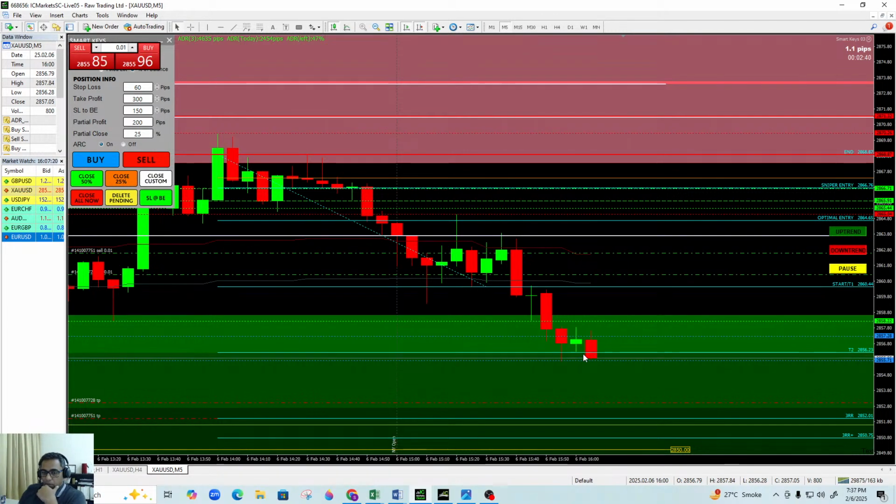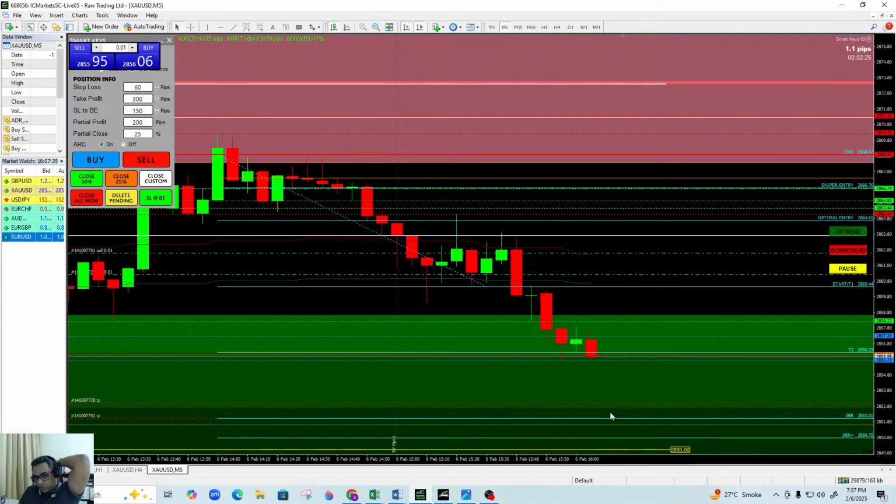So again, just like we had a 5-minute close below 2858.22, I want to see a 5-minute close below 2856.23, right? This fib level here for price to push down. It's got about 2.5 minutes for this 5-minute candle to close. We're going to wait and see.